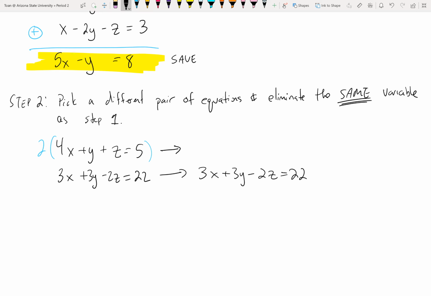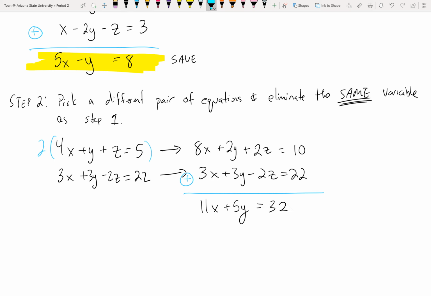So multiplying the top equation by 2 gives me 8x plus 2y plus 2z equals 10. Now it's set up for us. Just go ahead and add these two equations. So we have 11x plus 5y, the z's are gone, equals 32. And just like before, there's really not much I can do with this guy. Yeah, you guys can see that. So I'm going to save him. All right.